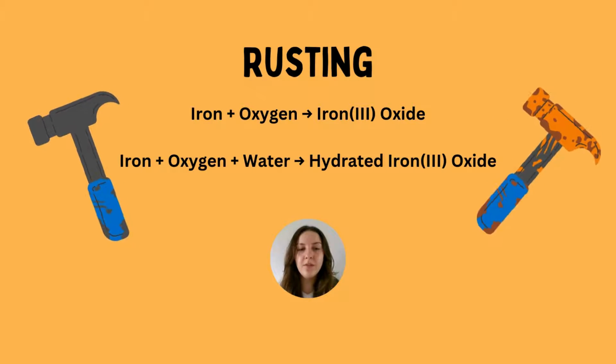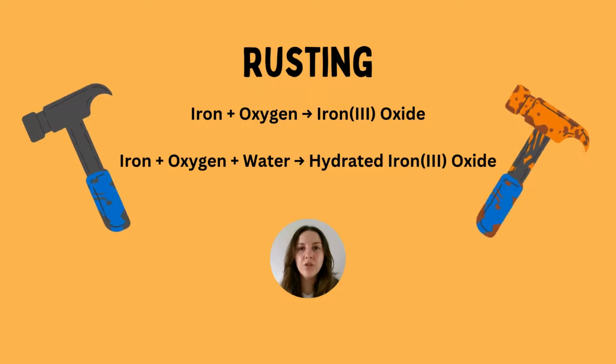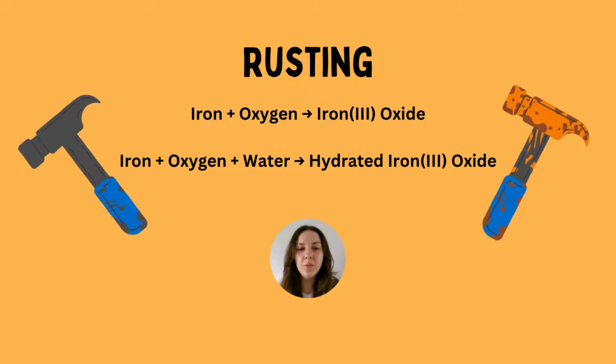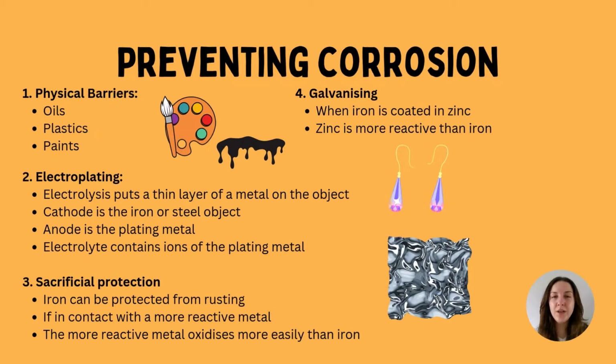So how do we actually prevent this from happening? Because corrosion and rusting are not things we'd really want. We don't want our objects to get damaged. So how do people protect against this? So how do we actually prevent corrosion?